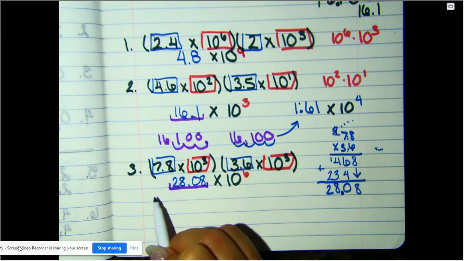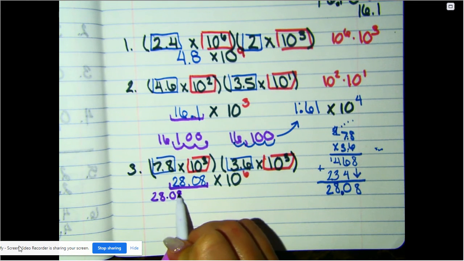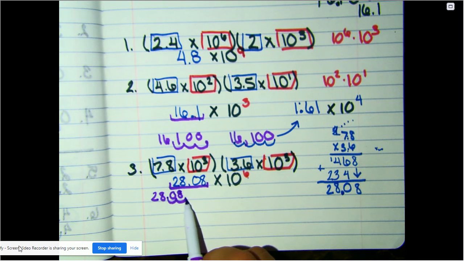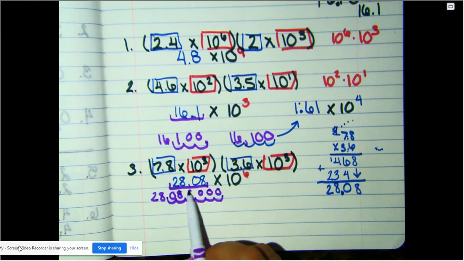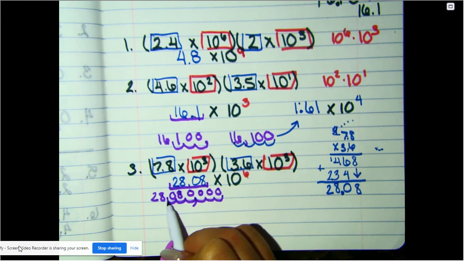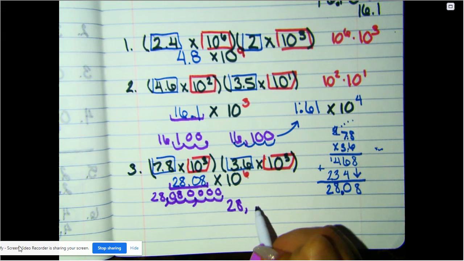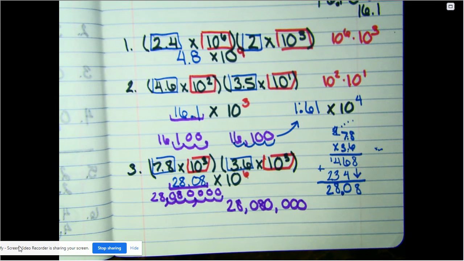So let's take 28.08 and let's do what it says. It says times 10 to the 6th power. So 1, 2, 3, 4, 5, 6. Let's fill it in with zeros. Okay, so that number is 28, 0, 8, 0, 0, 0, 0. And we're going to place this in correct scientific notation.